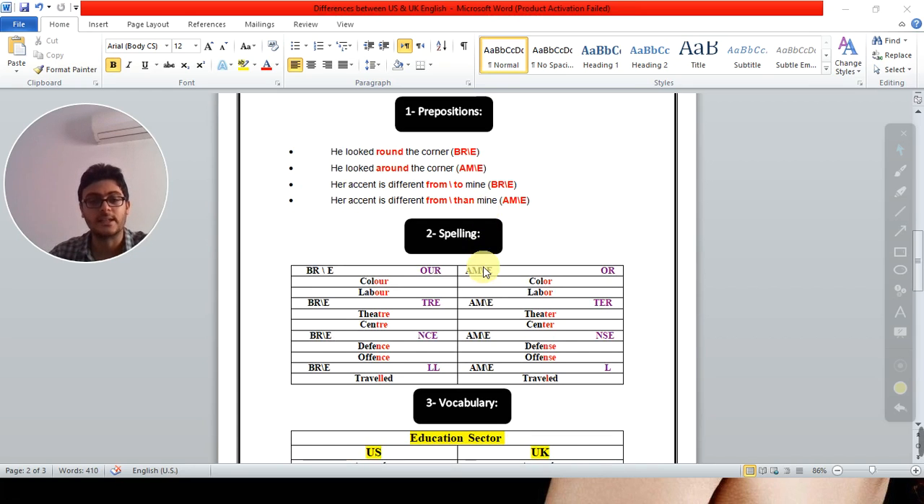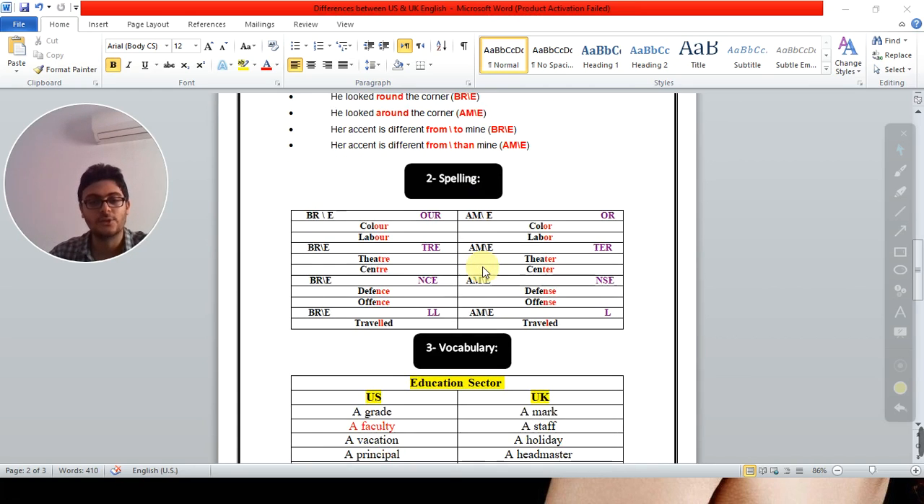The second one is spelling. As we noticed earlier, there are some differences between the spelling of a word in British and American English. For example, color. British people tend to use the U because British English developed from some French words, but Americans drop the U. And British use TRE, Americans turn it into TER because, as we said, Webster wanted American words to be written the way they are said.